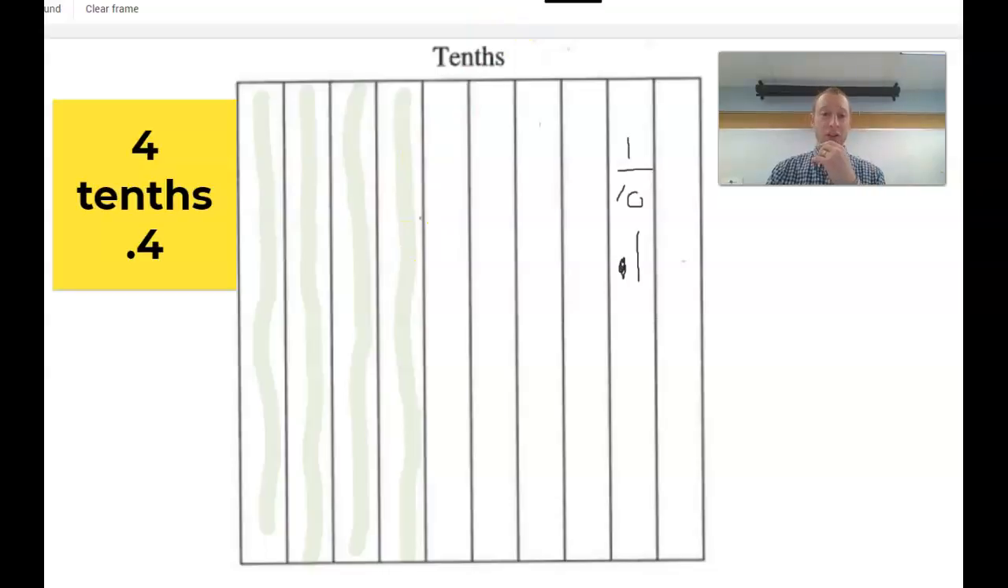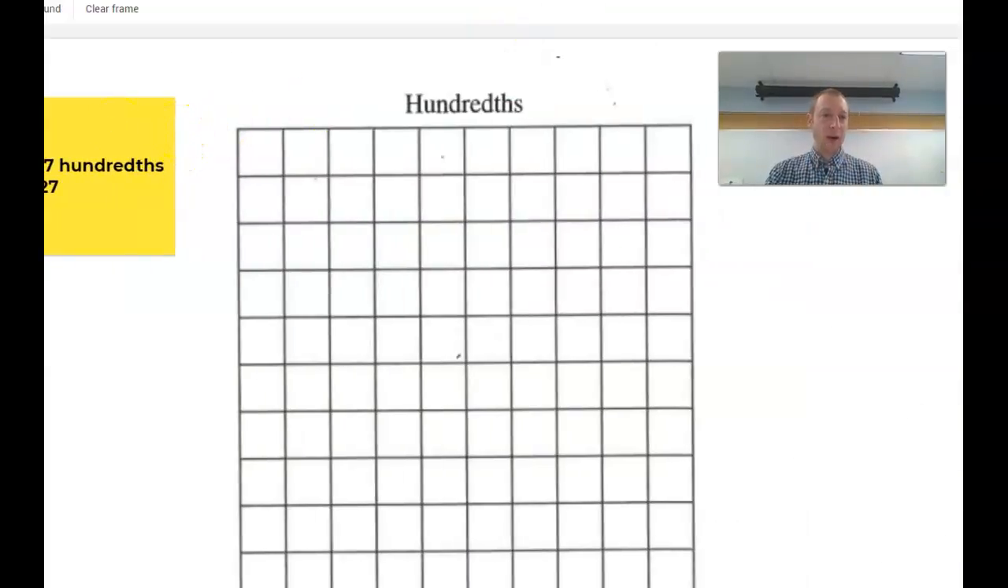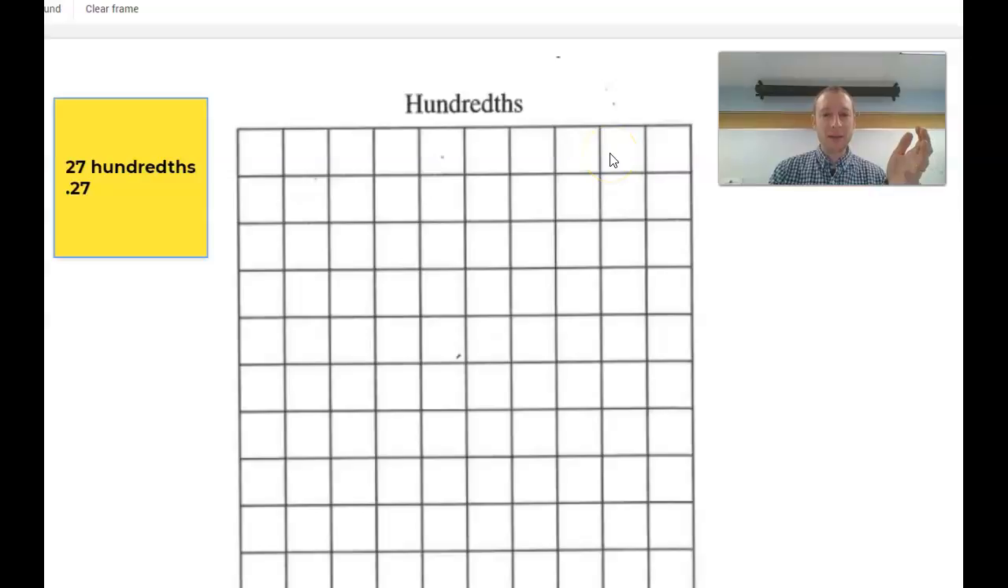Let's move it up to the hundredths. So now I've got hundredths. What I did here is I still have my tenths. If you see, you still have these vertical lines, right? If you ignore the horizontal lines, you still have 1, 2, 3, 4, 5, 6, 7, 8, 9, 10. I still have 10 tenths, but what did I do to each of those tenths? I split each tenth into 10, right?